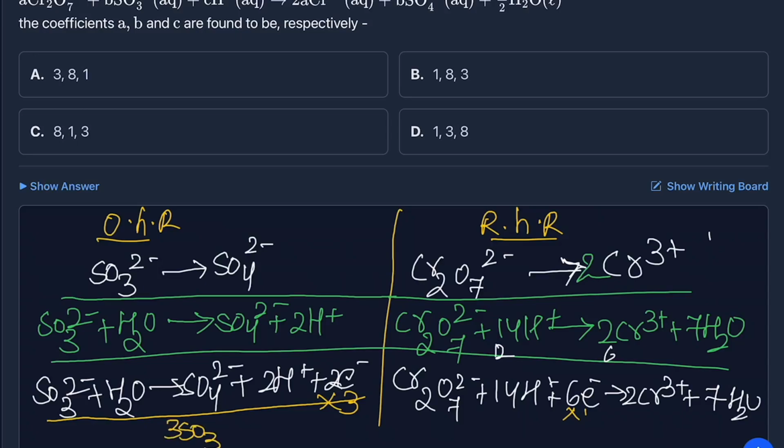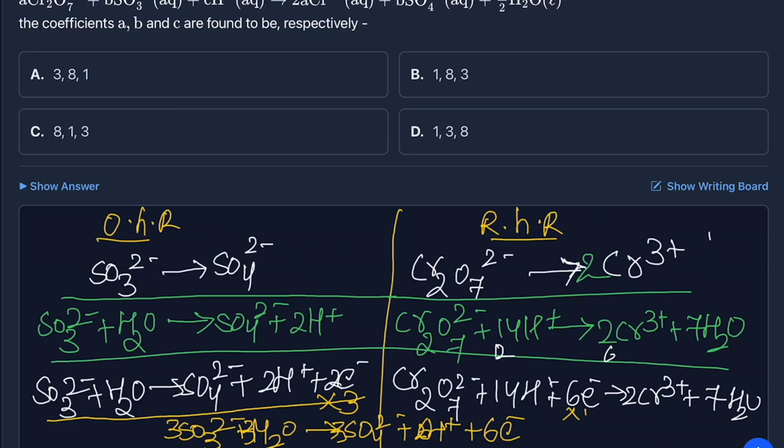3SO3 2- + 4H+ + H2O gives rise to SO4 2- + 2H+ + 2e-. Multiplying by 3: 3SO3 2-, 3H2O, 3SO4 2-, 6H+, and 3 into 2, 6 electrons. Next we are writing the other half-reaction same as it is.